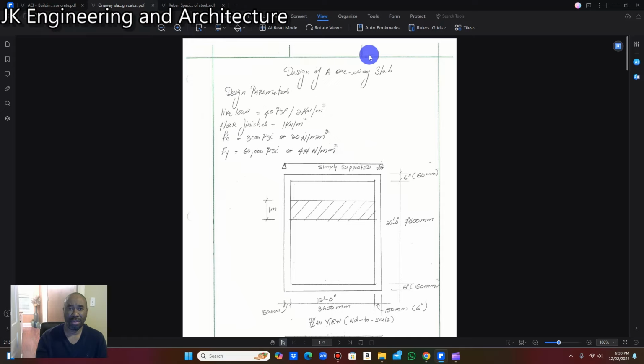So this is it, folks. The design of a one-way slab. I'm going to start out by showing you the design parameters.